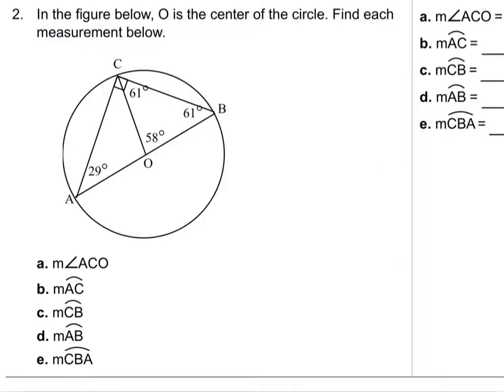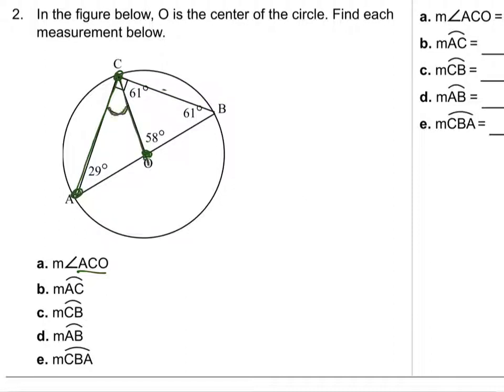All right, so how about number 2? In the figure below, O is the center. Find each of the measurements. Okay, so they want each. So O is the center of the circle, and they want ACO. So AC. Oh, whoops, that's B. Going the wrong way here.